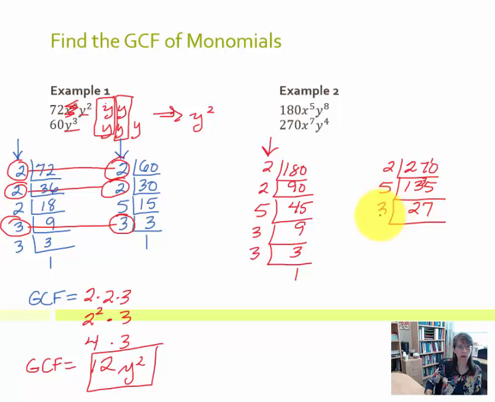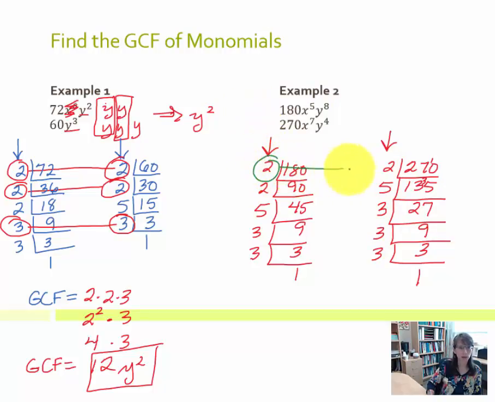27 is divisible by 3, leaving 9. 9 is divisible by 3, leaving 3. And 3 is divisible by 3, leaving 1. So here are the prime factors of 270. What we're looking for now are the common factors.